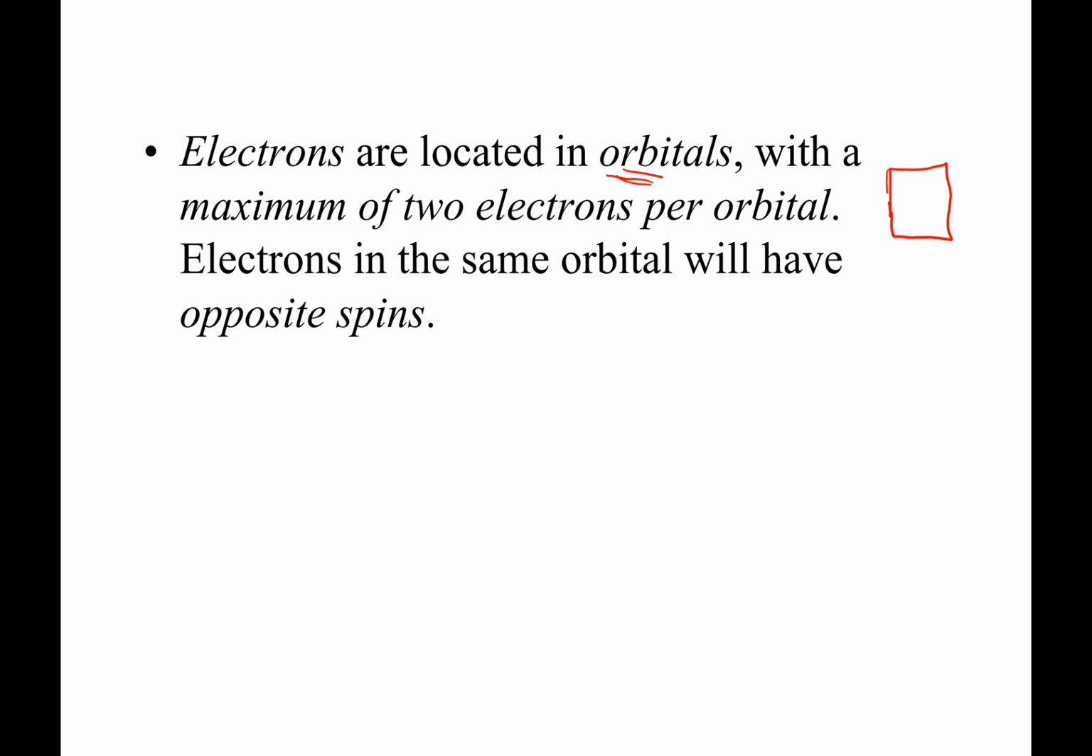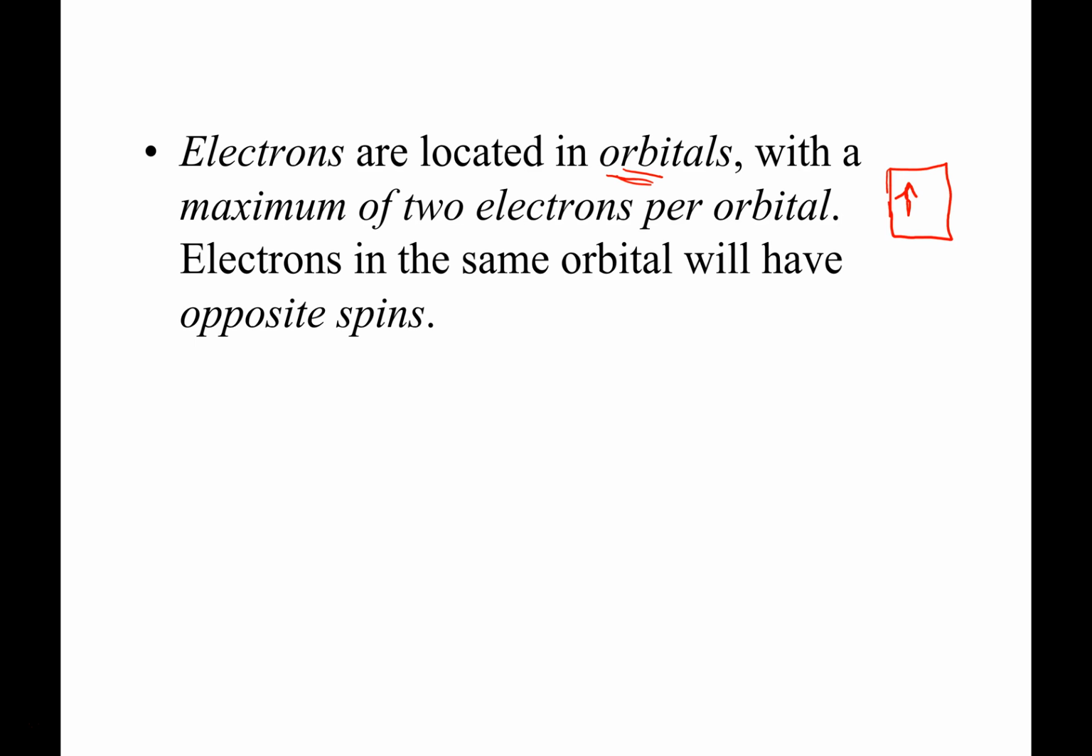And right off the bat, for the next couple of days, that's an orbital. I want to use arrows to indicate electrons. So anytime you see an arrow, that's my electron. So I'm going to show an electron here. There's a lot in this one sentence on this one slide.